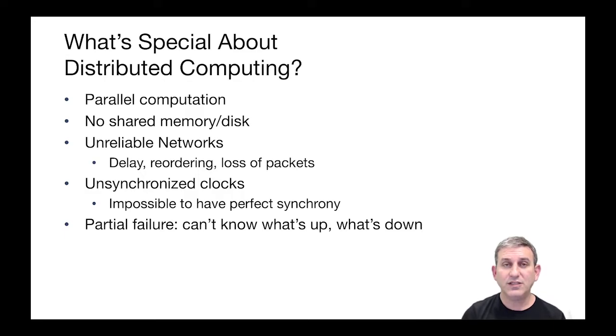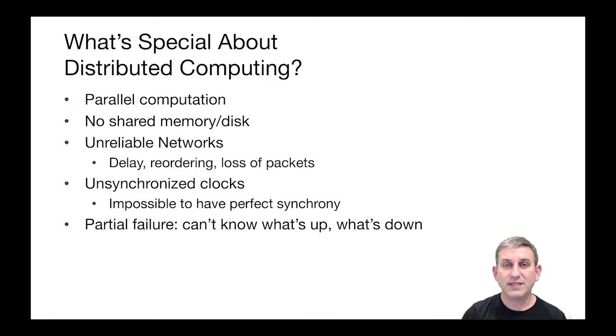In addition, in distributed systems, we have unreliable networks. So the networks that go across continents or even across data centers can have delay, they can have reordering of messages, and they can have loss of messages or loss of packets. They're sometimes called drops in networking. So these unreliable networks are a fact of life in distributed systems.